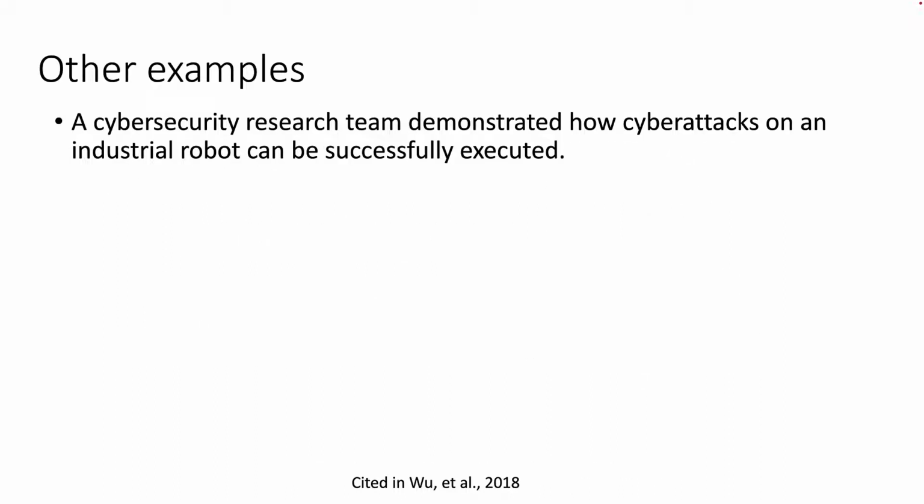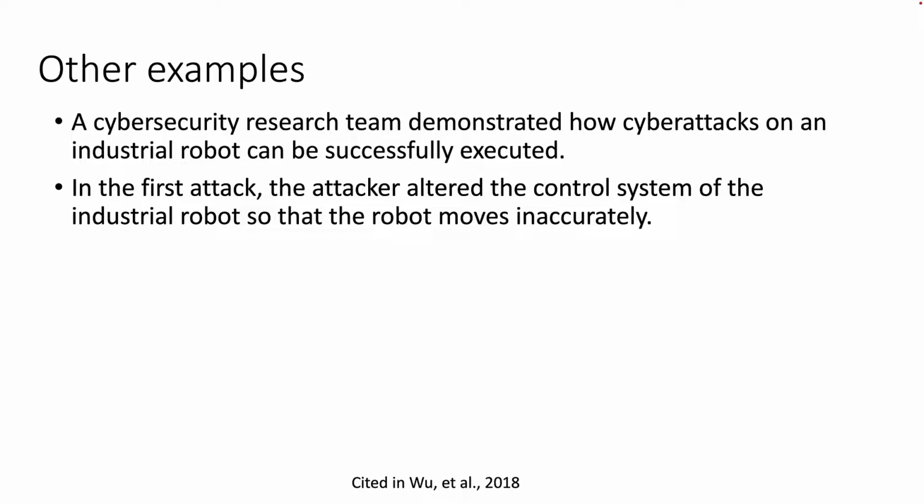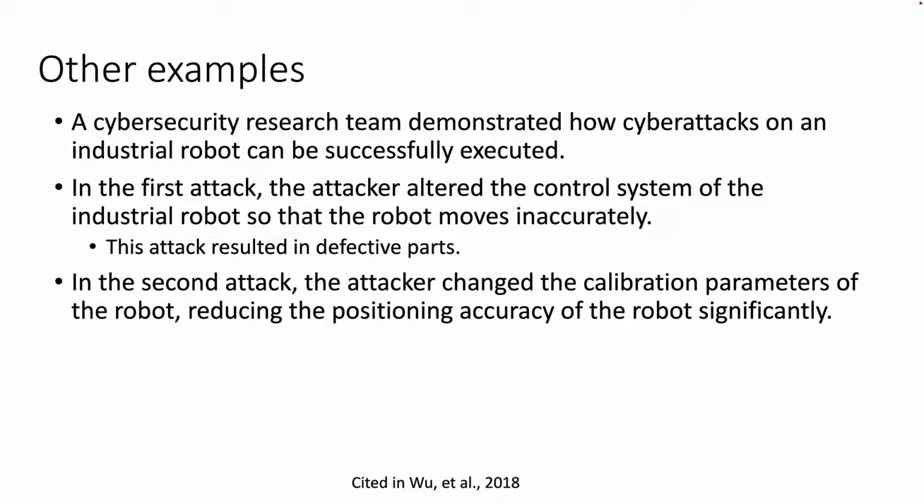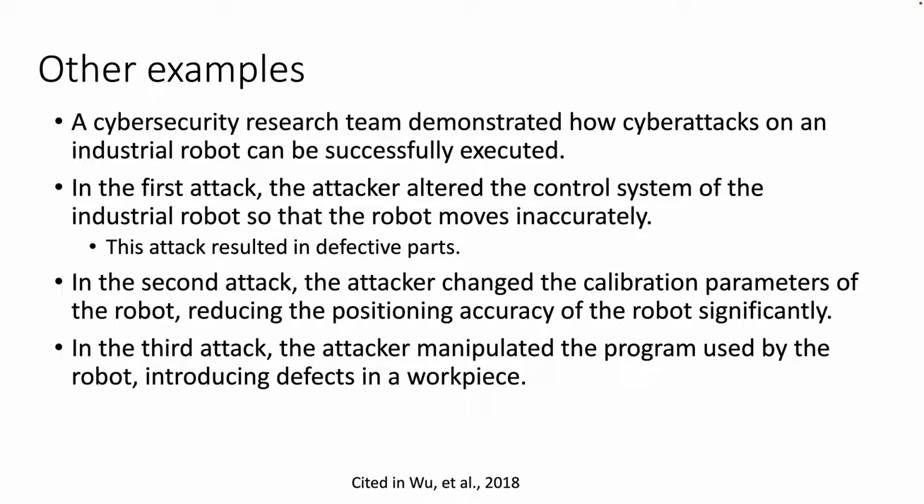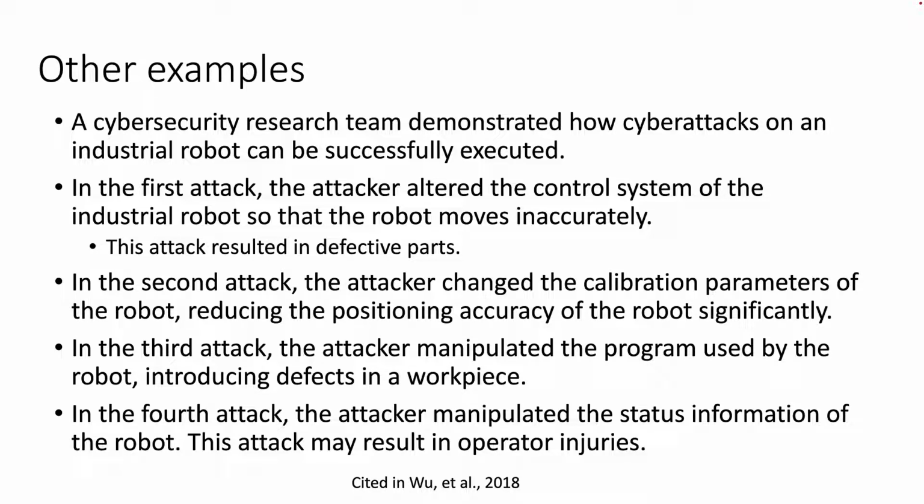Other examples where physical destruction were possible. A cybersecurity research team demonstrated how cyber attacks on an industrial robot can be successfully executed. In the first attack, the attacker altered the control system of the industrial robot so that the robot moves inaccurately. This attack resulted in defective parts. In the second attack, the attacker changed the calibration parameters of the robot, reducing the positioning accuracy of the robot significantly. In the third attack, the attacker manipulated the program used by the robot, introducing defects in a workpiece. In the fourth attack, the attacker manipulated the status information of the robot. This attack may result in operator injuries.